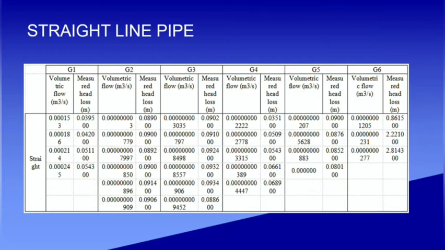For group 1, table 1, we already have the volumetric flow in the initial unit, which is meter cube per second. But for group 2 and group C, we have the original unit, which is liter per minute. So we have to convert the unit from liter per minute into meter cube per second to get the exact line graph afterwards. After we convert the unit and do the calculation, we got this data. Then we plot the graph on the next slide.